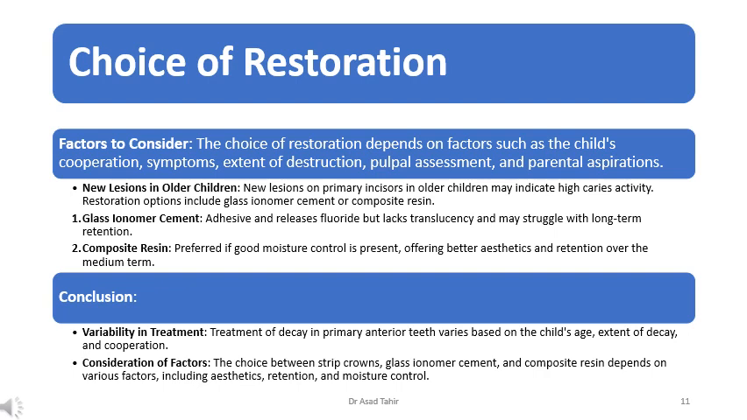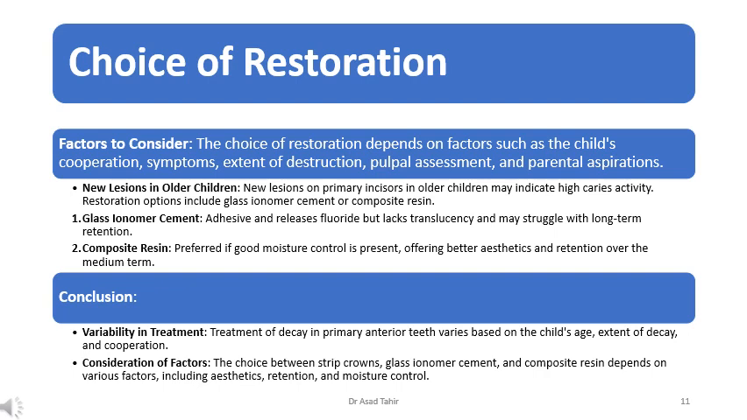New lesions in older children. New lesions on primary incisors in older children may indicate high caries activity. Restoration options include glass ionomer cement or composite resin. Glass ionomer cement: adhesive and releases fluoride but lacks translucency and may struggle with long-term retention. Composite resin: preferred if good moisture control is present, offering better aesthetics and retention over the long term.